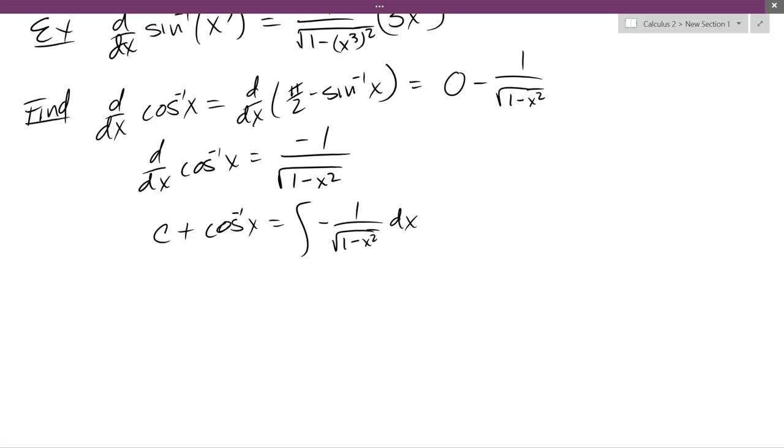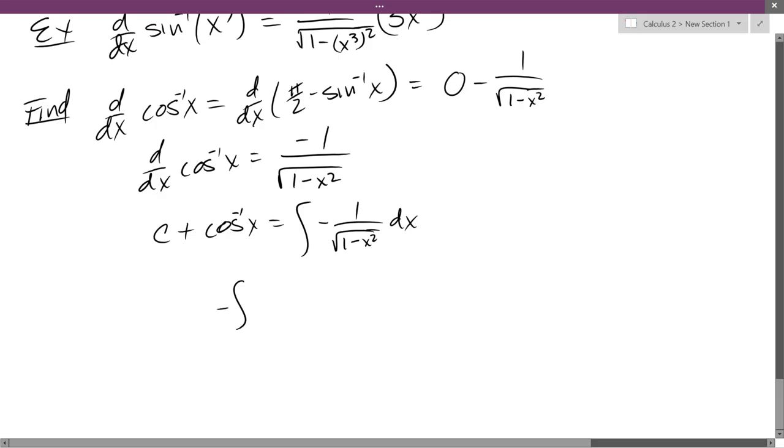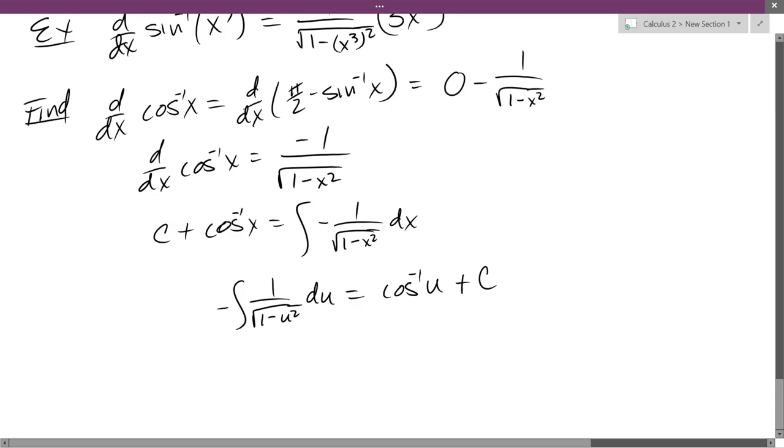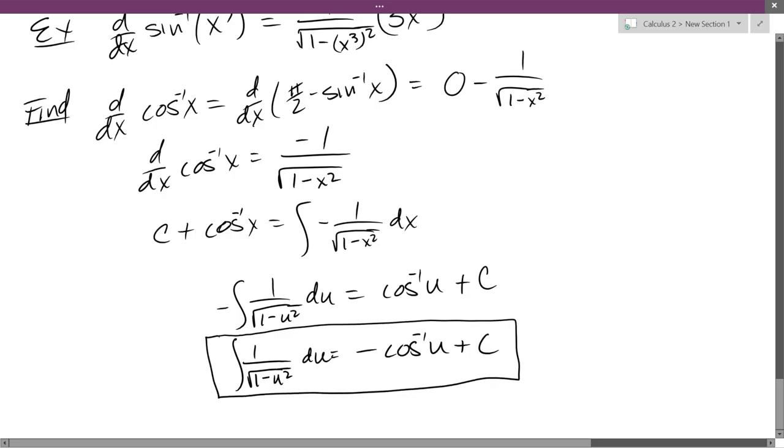And now we'll rewrite in terms of u's. So we'll have integral, I'm going to write the negative outside the integral, 1 over square root 1 minus u squared du equals cos inverse u plus c. Let's go ahead and multiply by negative 1, move the negative to the side without the integral. So we get negative cos inverse u. You could write minus c, but c is just a constant, so minus c is also a constant.